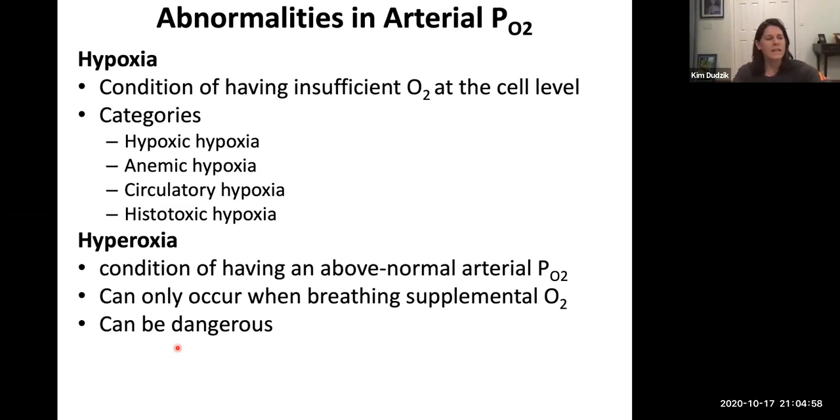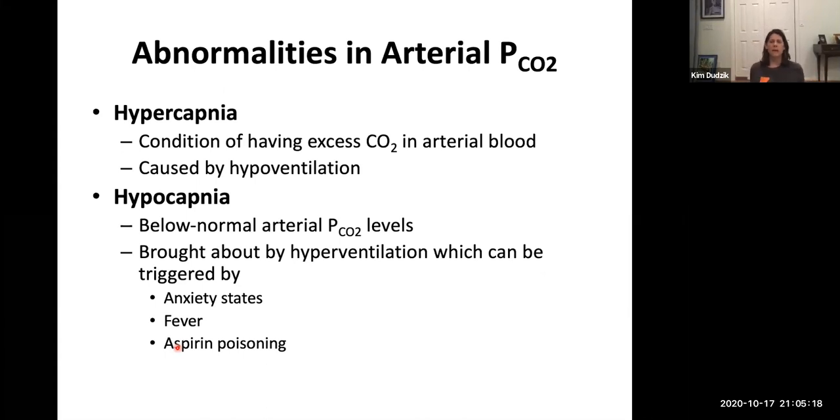So that doesn't normally happen in everyday life. But if somebody is breathing oxygen from a tank, that's what could happen to them. So you have to be very careful with that, especially in medical facilities when you put someone on supplemental oxygen. Okay. There could be abnormalities with the partial pressure of CO2 in our arteries.